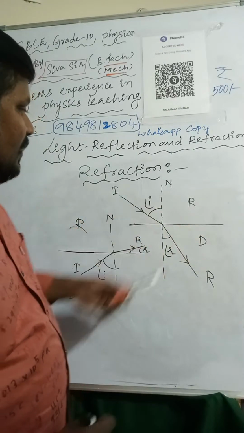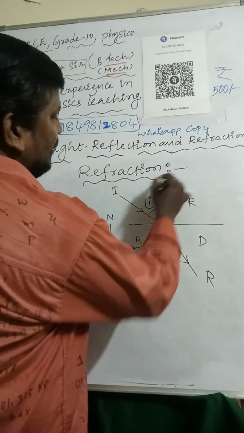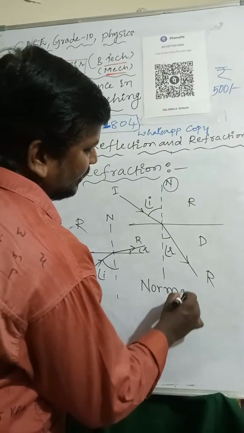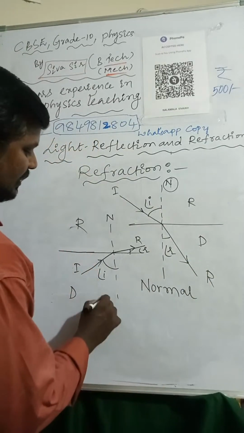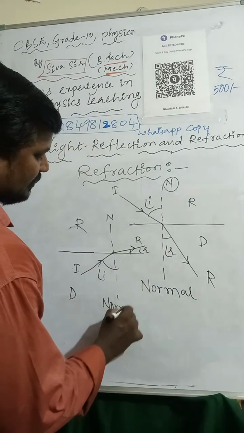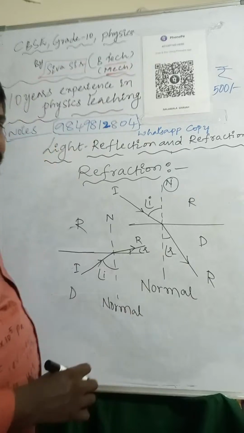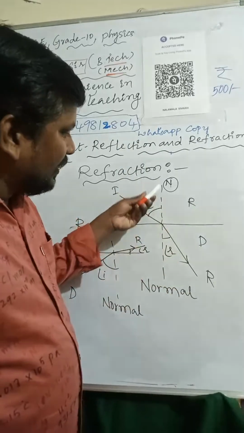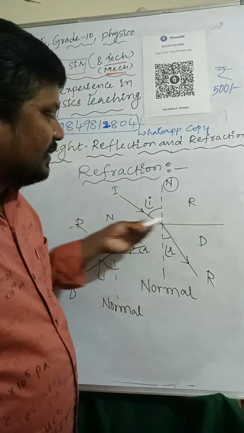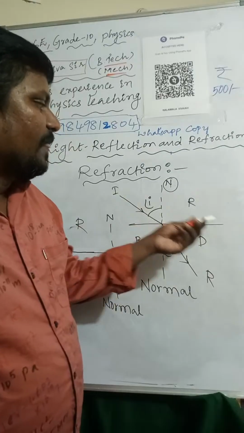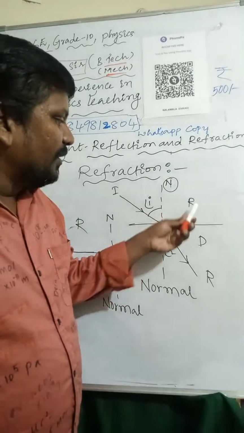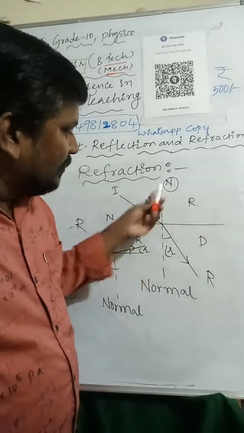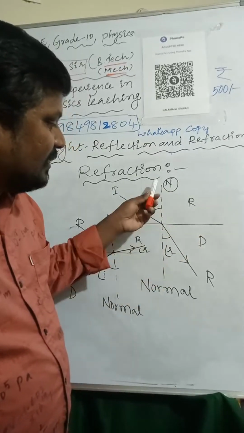So this is the normal. I said this is the dotted line. Actually, this normal line does not exist; we are imagining it. This is the normal line. Why do we call it normal? Because we are drawing a line perpendicular to the surface. This is the surface, the interface between one medium and another medium. At this point is the interface. This dotted line is considered the normal line.